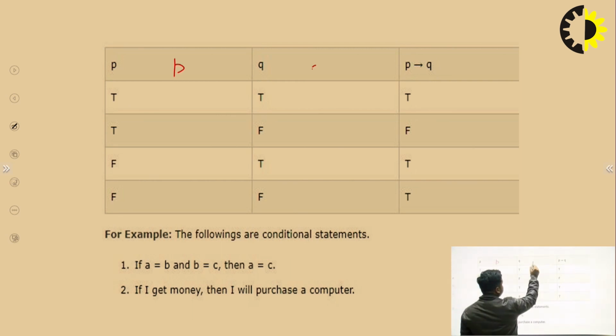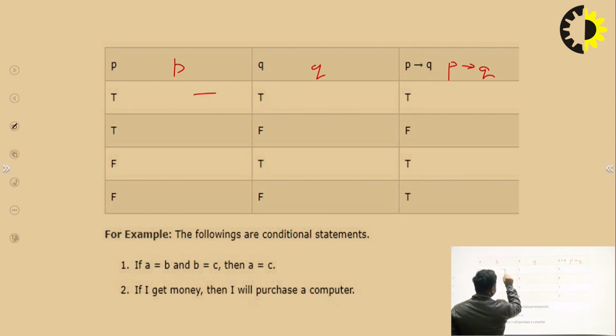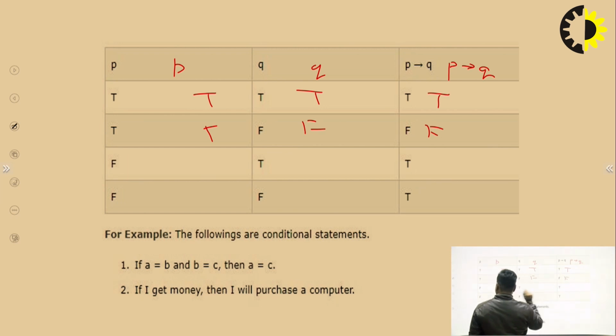P, Q, here conditional statement. P, then Q. True, true, true; true, false, false; false, true, true; false, false, true.